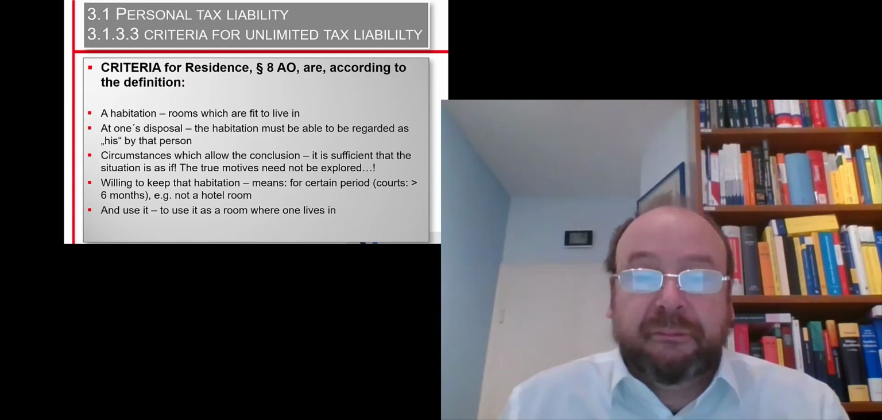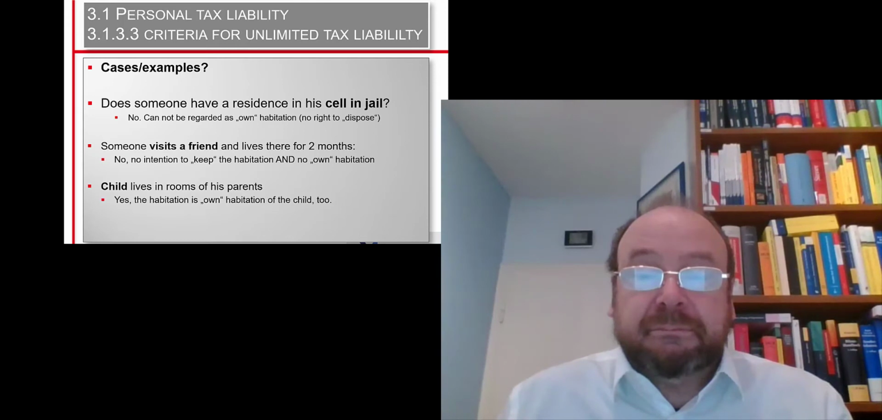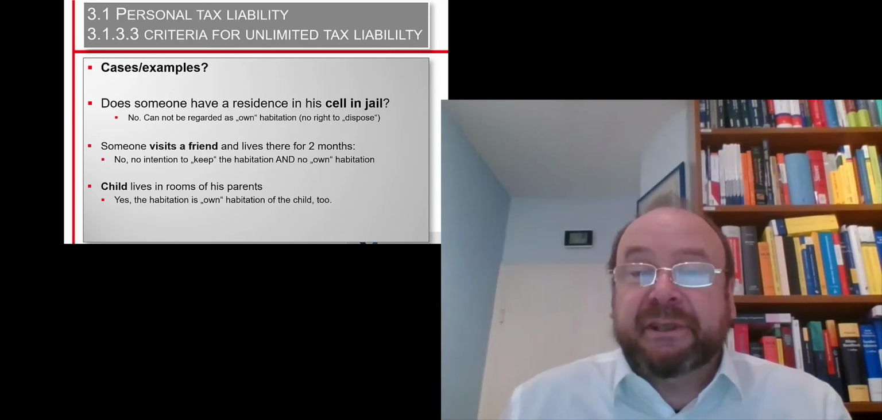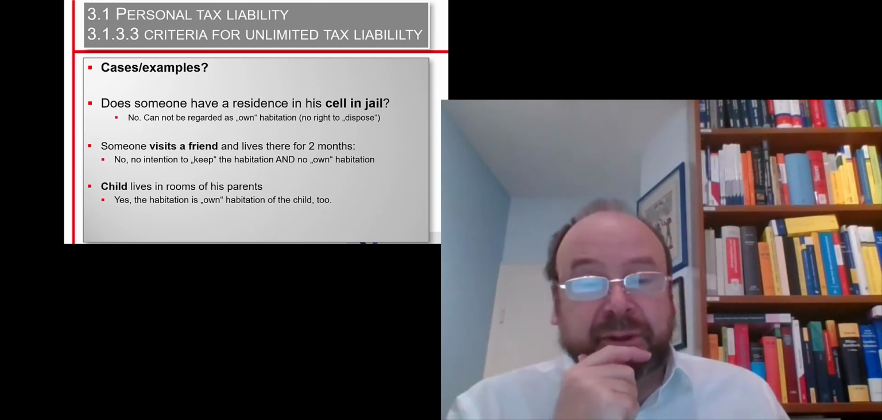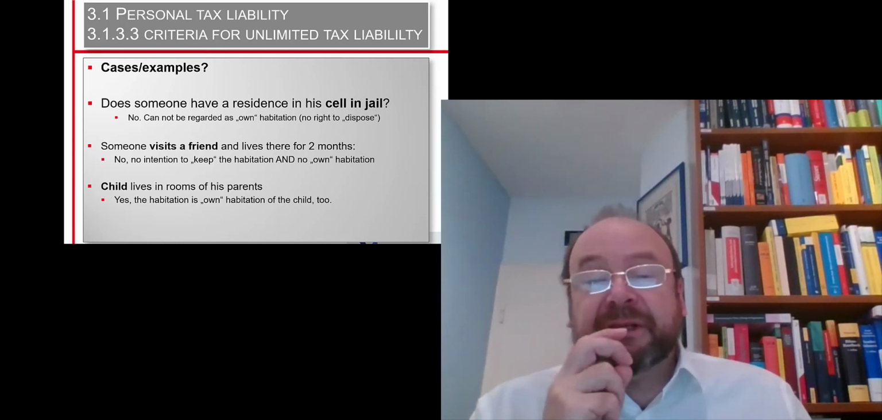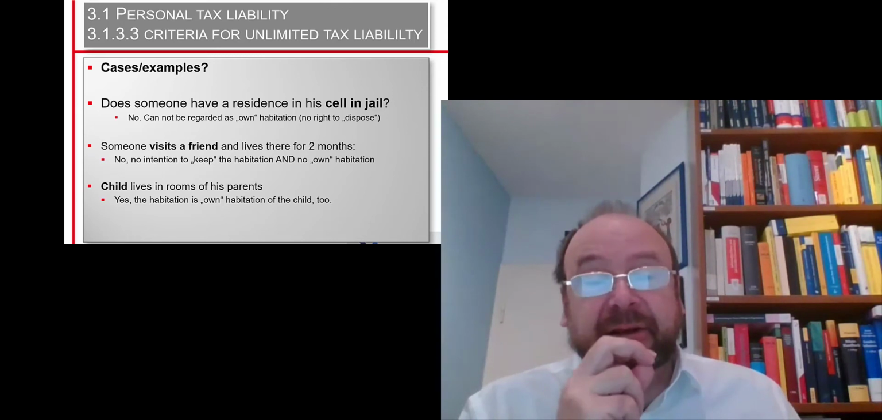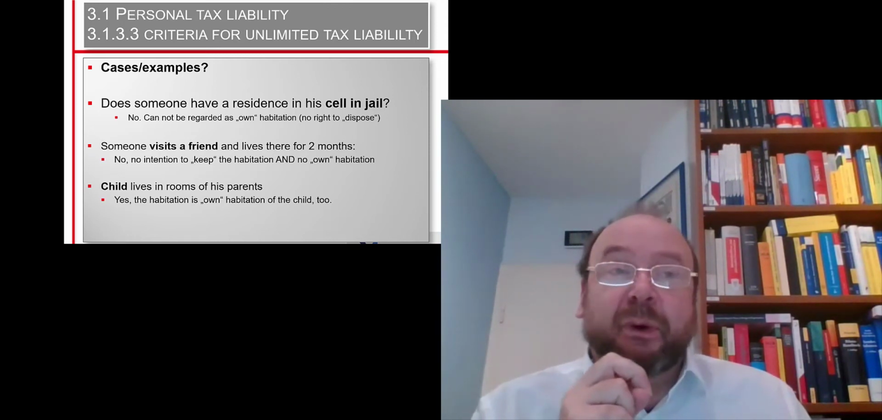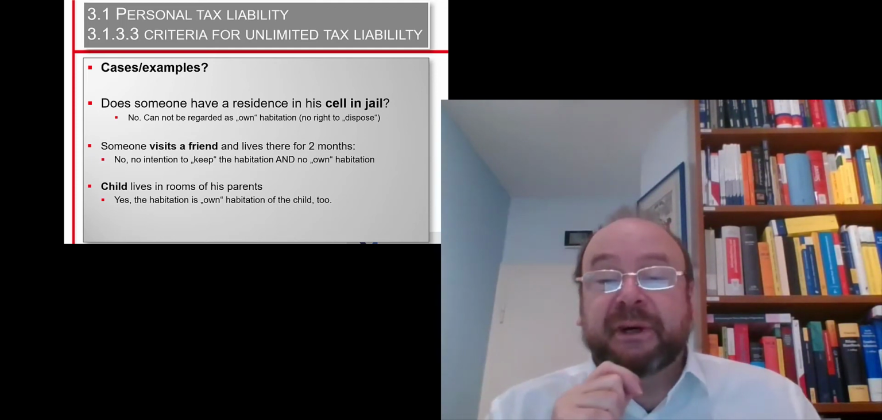So if you want to test this in individual cases, and you must always test if it's really fulfilled, because your whole nature of taxation relies on it, then you can always test these definitions. Does somebody have a residence in a cell in jail? And the answer is no, you don't have a cell in jail at your disposal and you don't want to keep it. So two reasons why you can't speak of a residence.